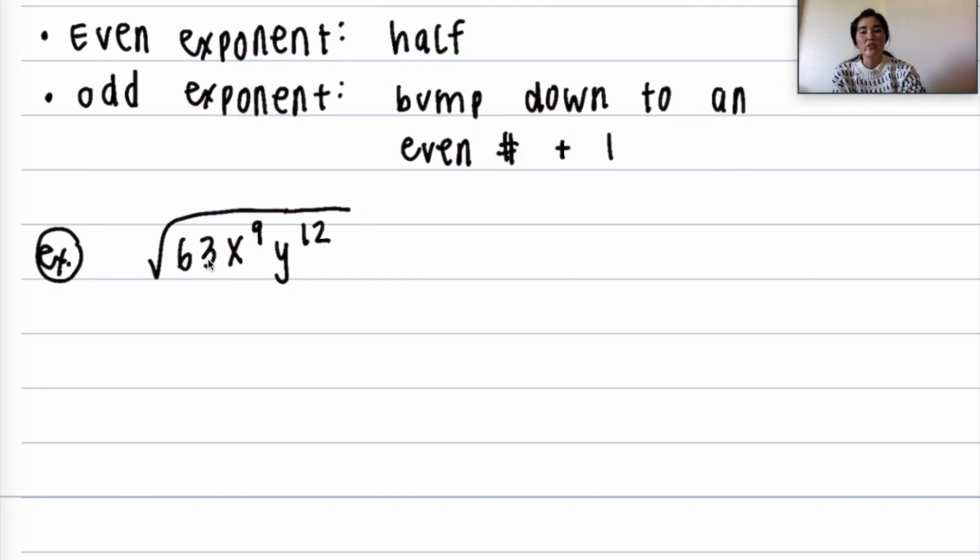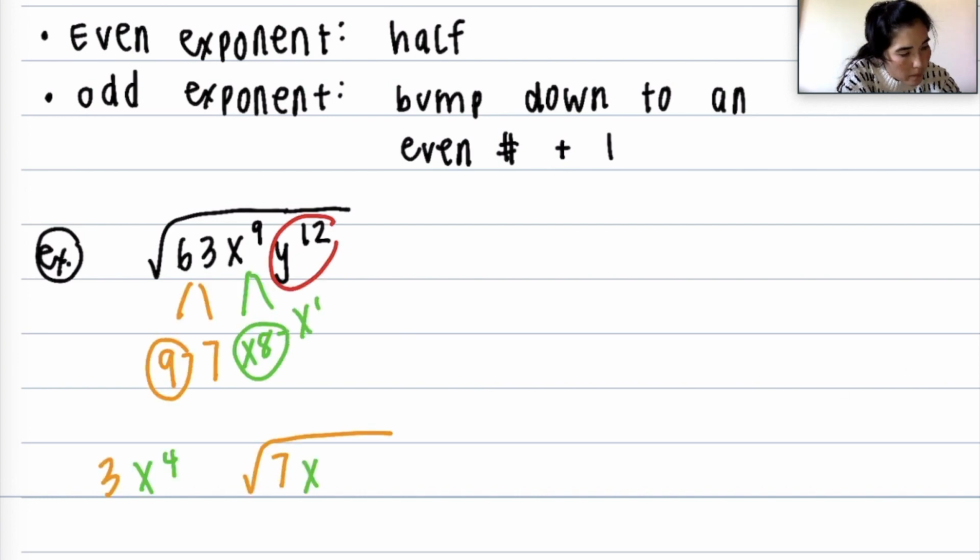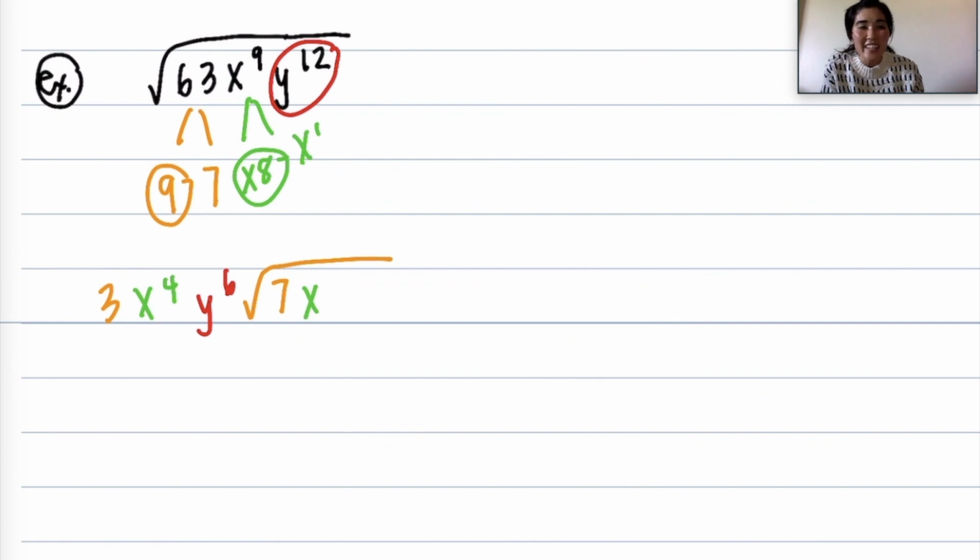All right, so again, you have a number that needs to be simplified. You have an odd exponent and you have an even exponent. Go. All right, here is your answer. Did you get it? Thumbs up. All right, so let me go ahead and explain it.